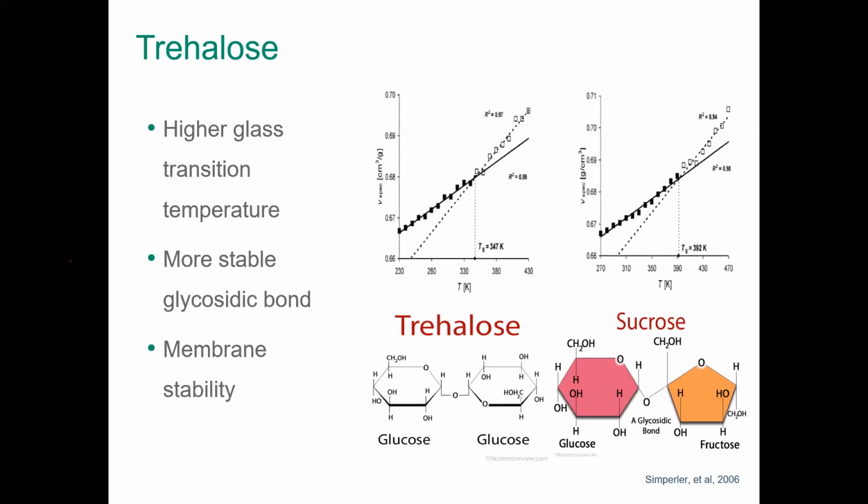But recently, trehalose use has become more and more common. It's because trehalose has a higher glass transition, and adding disaccharides in general, as I mentioned, decreases the molarity of the permeating cryoprotectant and decreases the effect of cytotoxicity. Another advantage of trehalose is that it has a stable glycosidic bond, and that makes it different from the other sugars.